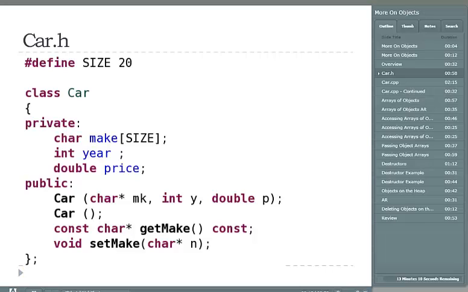And along with those member variables, it has four public member functions, two constructors, and remember constructors always have the same name as the class and don't have any return value. In this case, one constructor takes a pointer to a character for the make, an int for the year, and a double for the price. And the second constructor is the default constructor, which takes no arguments. Finally, there's two functions for accessing the make, one get function and one set function. Notice that the get function has a const at the end of the prototype, which means that it's not allowed to change any of the member variables.